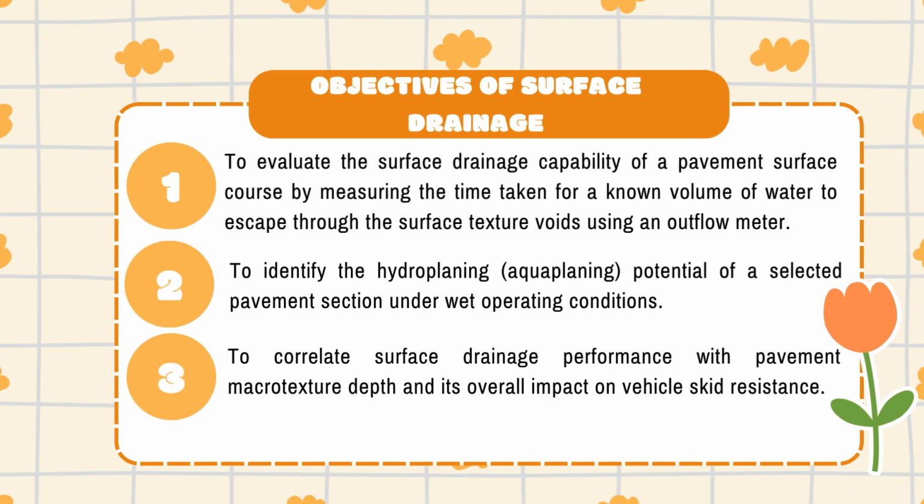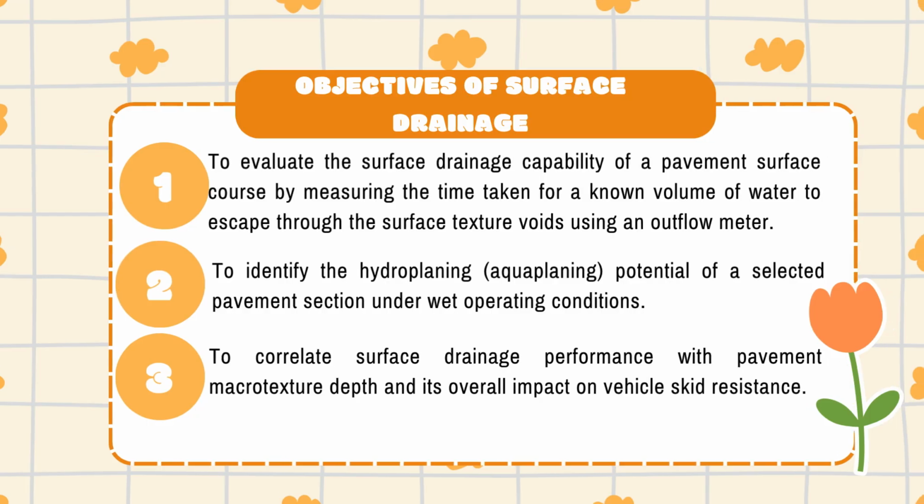The objectives of this test are to evaluate the surface drainage capability of a pavement surface by measuring the time taken for a known volume of water to escape through the surface texture voids using an outlet flow meter. Second, to identify the hydroplaning potential of a selected pavement section under wet operating conditions. And the last one is to correlate surface drainage performance with pavement macrotexture depth and its overall impact on vehicle skid resistance.